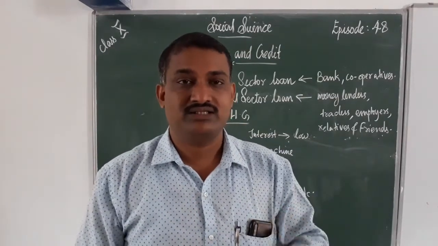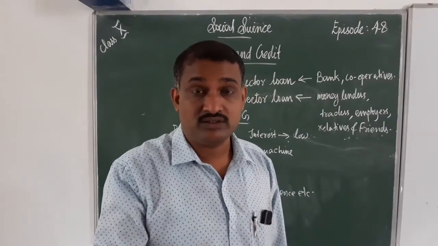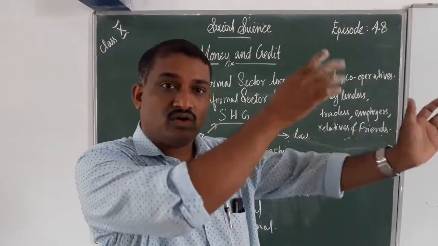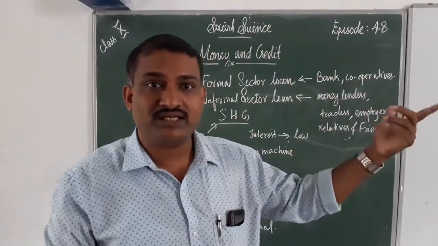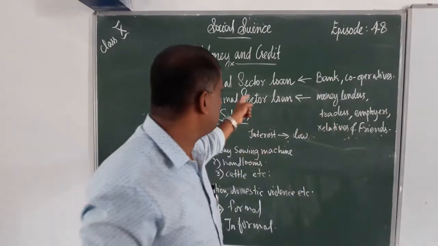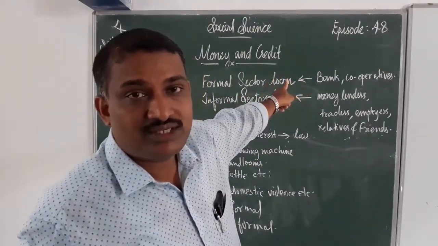You should never think that banks are not giving money to poor people and are giving only to rich people. Rich people fulfill all the terms and conditions of the bank. Then only do they collect the loan. That is why we say that these are formal sector loans. We can call this the formal sector.